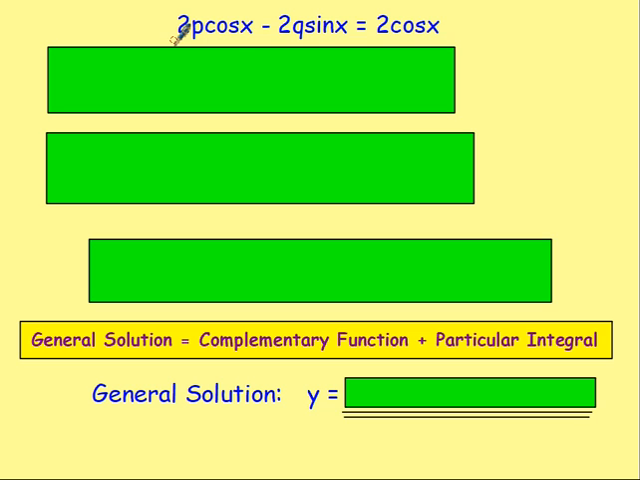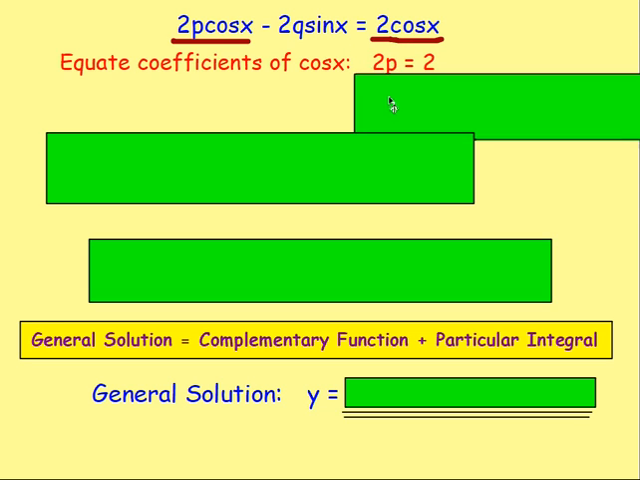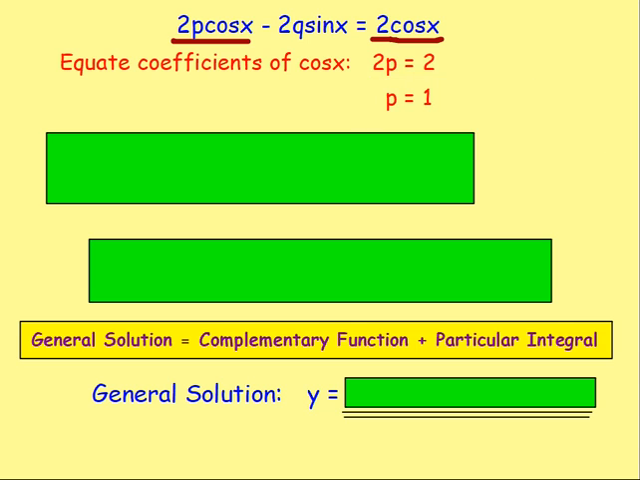Look at the coefficients, first of all, of cos x. So we've got cos x here and here. So take the coefficients of cos x. On the left-hand side, we've got 2p cos x's. So we can say that 2p equals, and on the right-hand side, we've got 2 cos x's. So we know that the 2p must equal 2. Divide both sides by 2, and p equals 1.